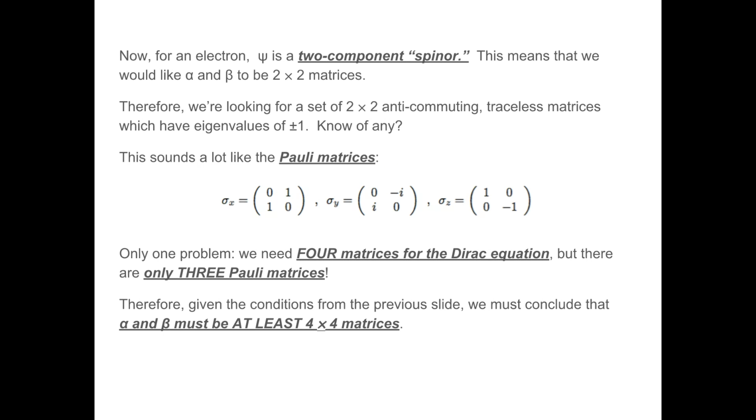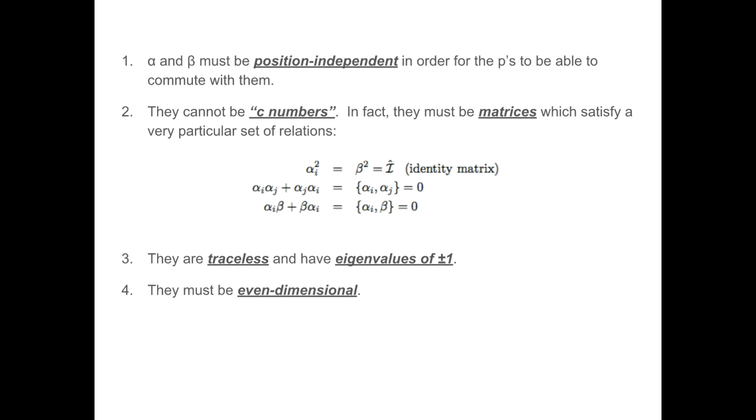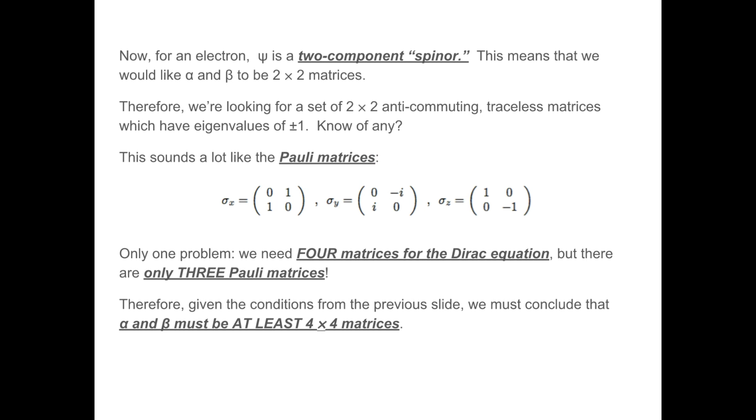And so what we're looking for, if you go back and look at this, we're looking for 2 by 2 matrices that when you square them, you get the identity matrix. They anti-commute, right? They have eigenvalues of plus or minus 1. They're even dimensional. They're traceless, right? And it sounds familiar. It should sound familiar. It's the Pauli matrices, right? The Pauli matrices obey all of those conditions, right?